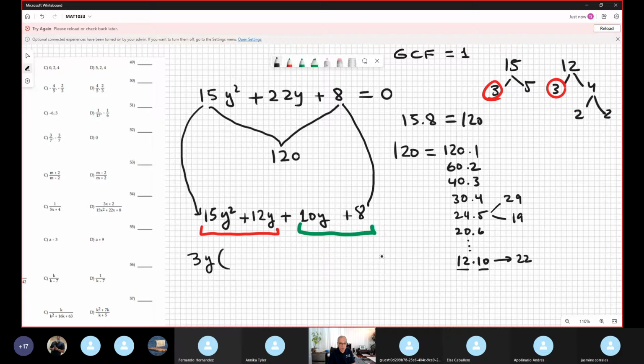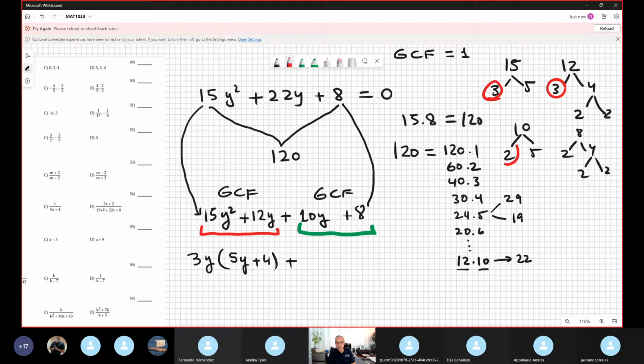I stay with open parentheses. Basically, the thing we're doing is GCF separately in each couple, red and green. So we stay with 5y plus 4. Cool, right? And the GCF between 10 and 8 is 2, no? I guess so. 2 times 5, 2 times 4. So the 2 is common. The GCF is 2 in the green couple, only 2. No y, because we have no y here. So it's 5y plus 4.